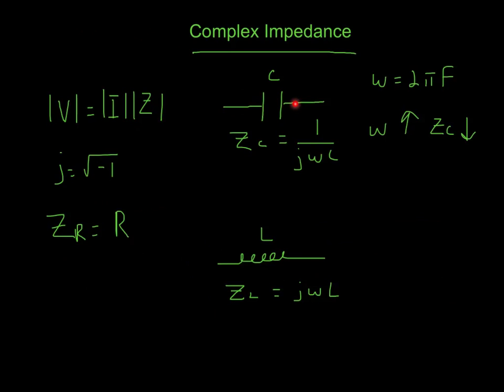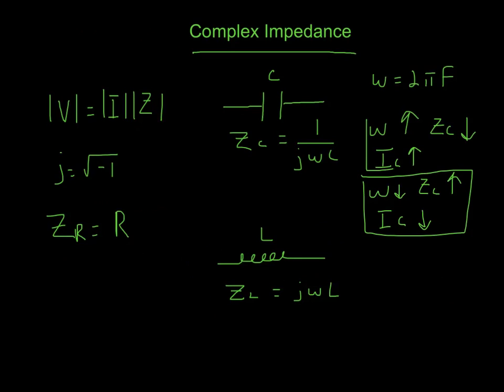Maybe we should write that down too. So let's see, omega goes up, ZC goes down. That's like IC going up. All those things are equivalent, and oppositely, as omega goes down, ZC goes up, and IC is going to go down. Let's box those.